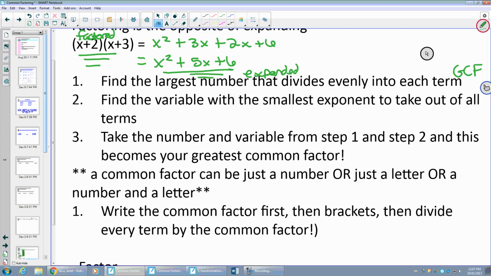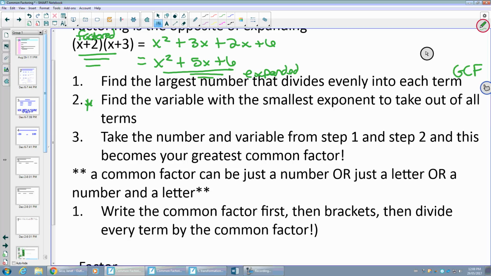Find the variable with the smallest exponent to take out of all terms. Okay, this piece here we haven't done. You can factor out a number and you can factor out a variable. So that piece here is going to be a little bit new today, but we're going to practice it today, and then you'll practice it tomorrow as well.